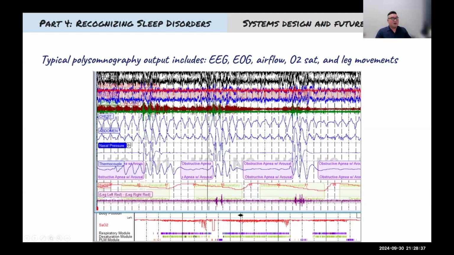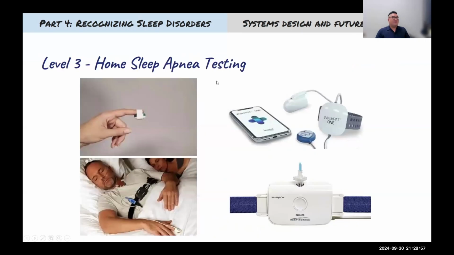This is a typical polysomnography output. This would be the same output you see from level 1 to level 2 testing. You have EEG leads at the top, eye leads secondary after, respiratory effort leads, leads that measure airflow, your blood oxygen, and limb movements. And here's an example of level 3 home sleep apnea testing. Of course, level 2 sleep testing is cheaper than level 1 sleep testing, and level 3 is more affordable than the other two.